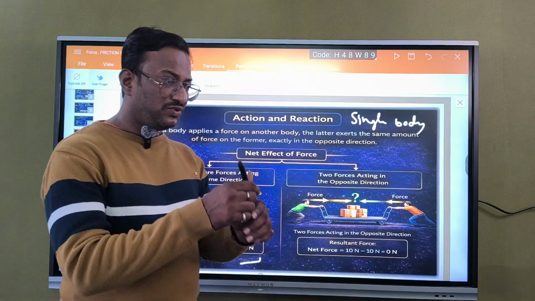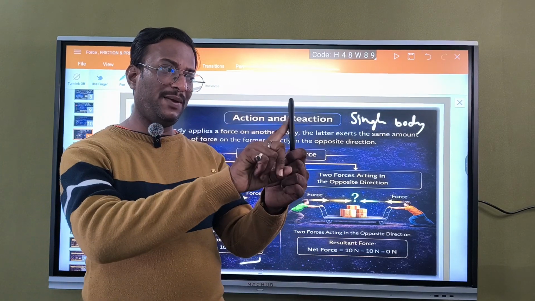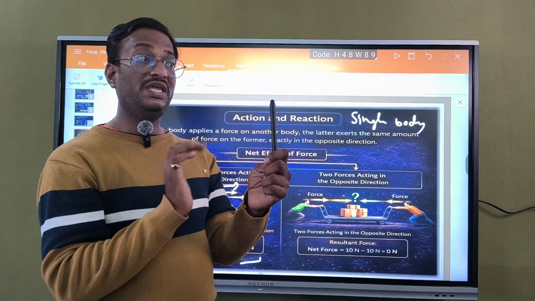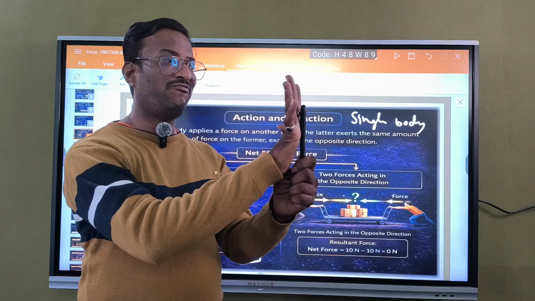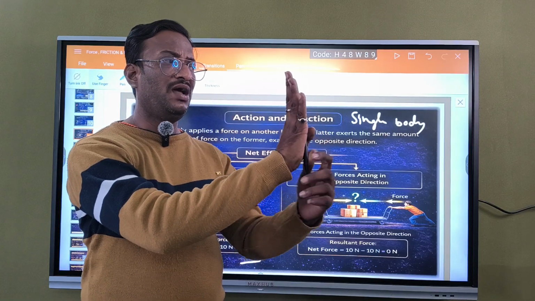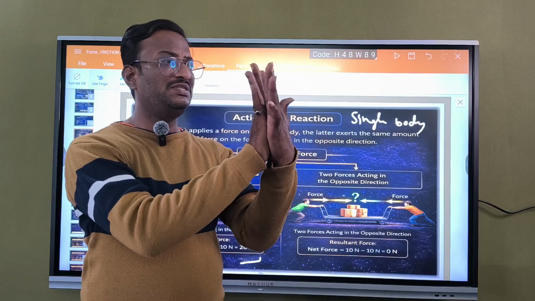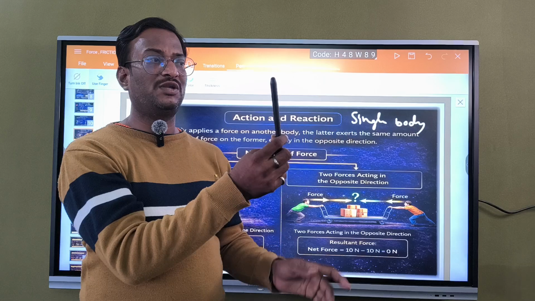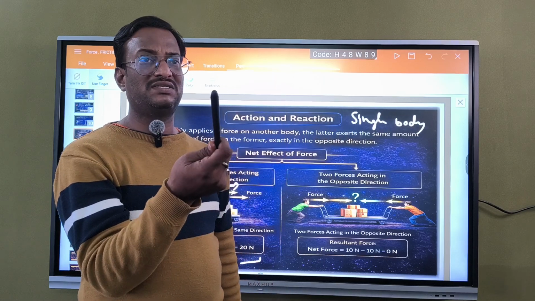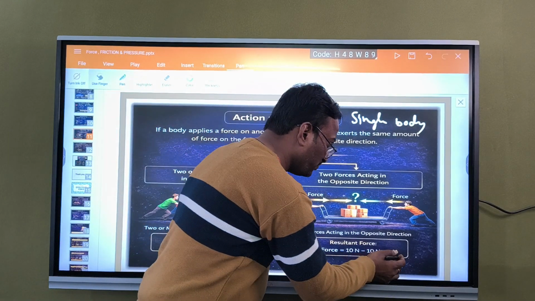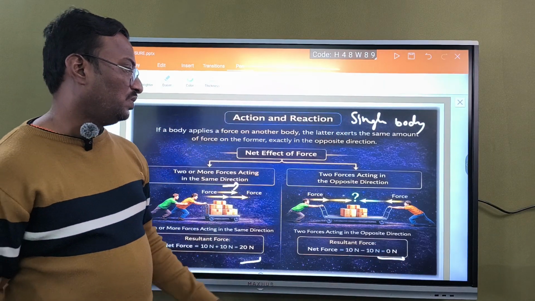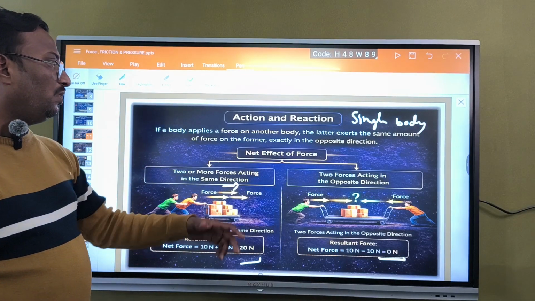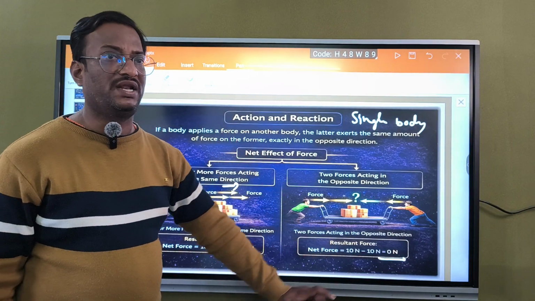Suppose forces are exerted on the same body in opposite directions, with equal force. I am applying some force in this particular direction and there is some other force in the opposite direction. If both the forces are equal, then this body doesn't move. That force we call a balanced force, and the net force will always be 0. 10 Newton in one direction, 10 Newton in another direction. The net effect is 0 there.